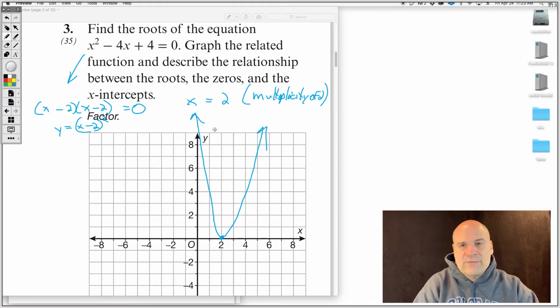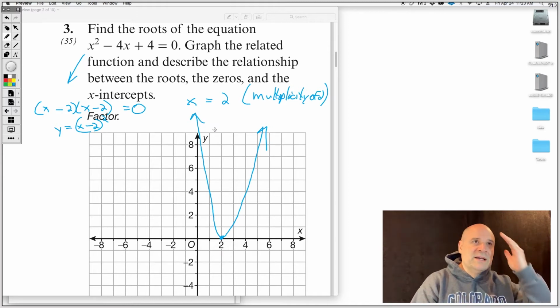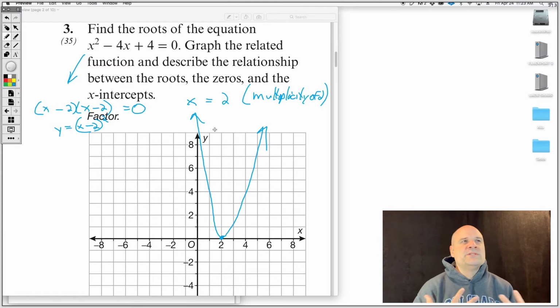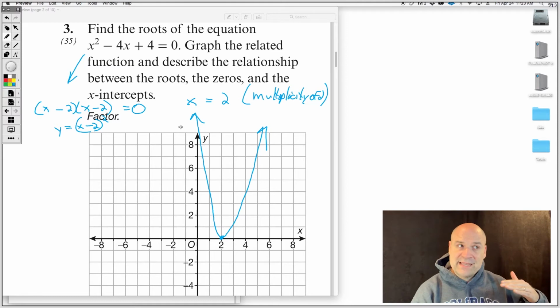So that's what that graph looks like. That's pretty cool. All right, so now we're gonna describe the relationship between the roots, the zeros and the x-intercepts. These are all the same thing. The roots are where the graph intercepts the x-axis, so the x-intercepts, and it's also the zeros. So this is all the same terminology for the same concept.